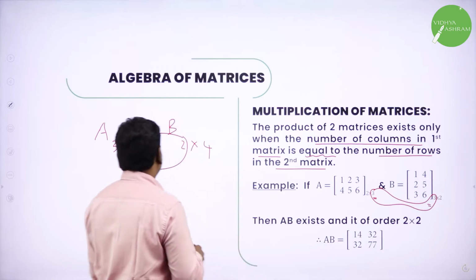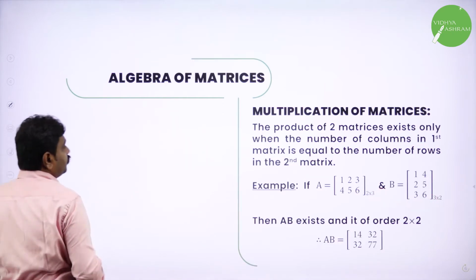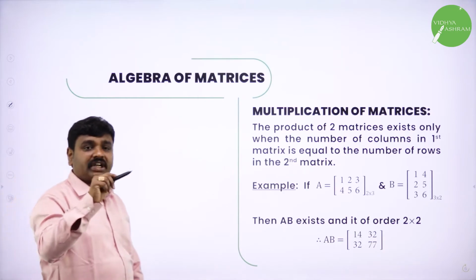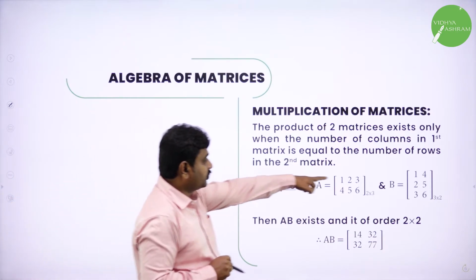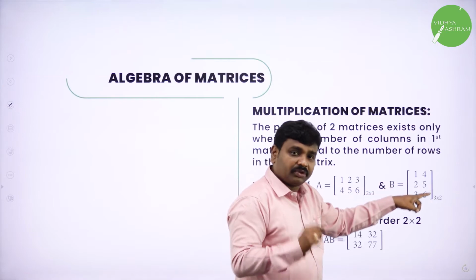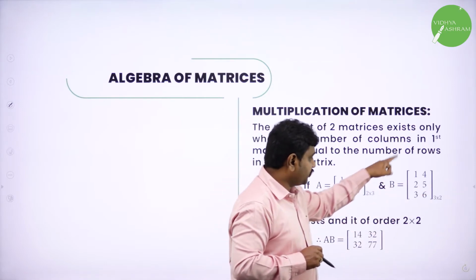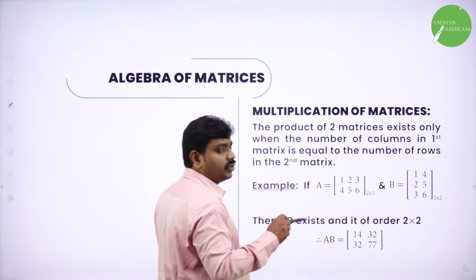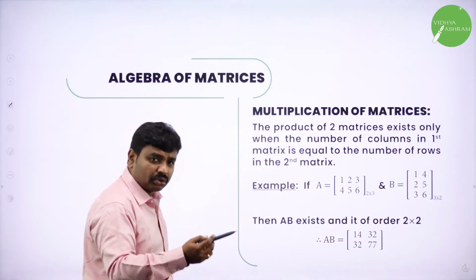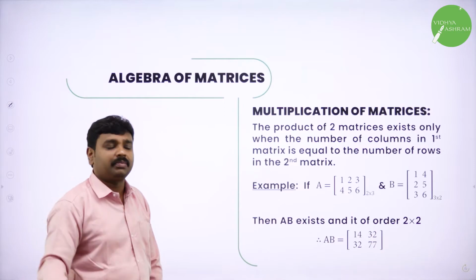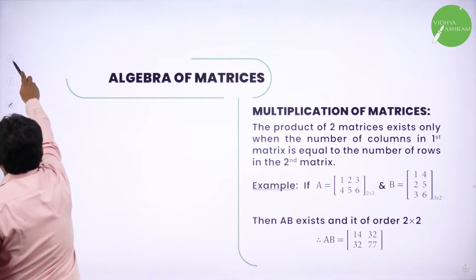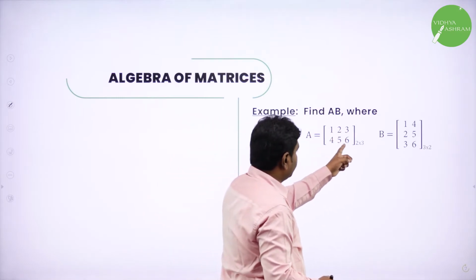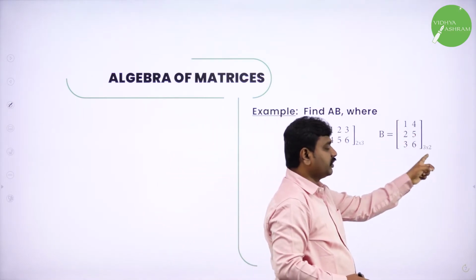Now how to multiply? Multiply the first row with the first column to get the first element. First row with first column, then first row with second column gives you the first row. Then second row with first column, second row with second column gives you the second row. So I will take up one problem to demonstrate the multiplication. Now A they gave 1, 2, 3, 4, 5, 6. B they gave 1, 4, 2, 5, 3, 6.